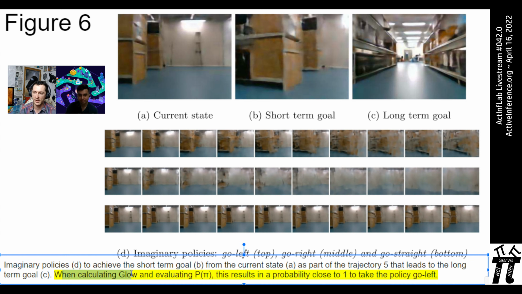And so they say when calculating G low and evaluating the distribution on policies, this results in a probability close to 1 to take the policy go left. Look at how on the bottom row, that's the go left policy, it stays sharp in the future. But the policies that diverge increasingly from the goals at different timescales become really unclear. So it's like, I want $100, so I'm saving $1 per day. Then at day 71, I expect $71. Wow, it's exactly $71. That's like this bottom one.